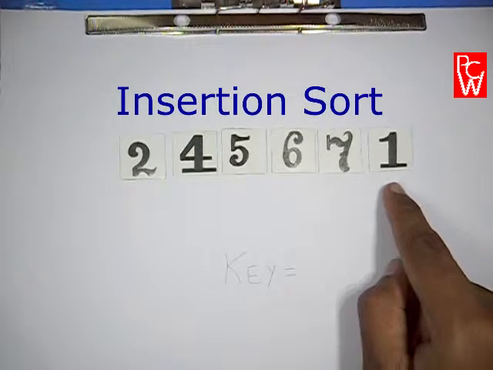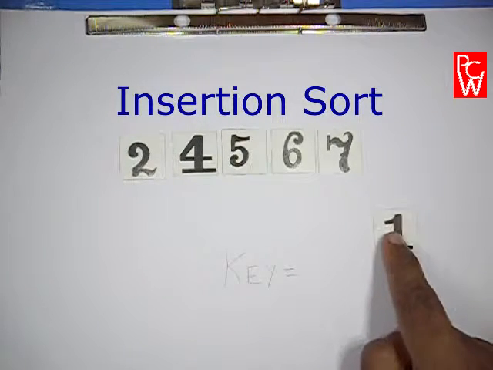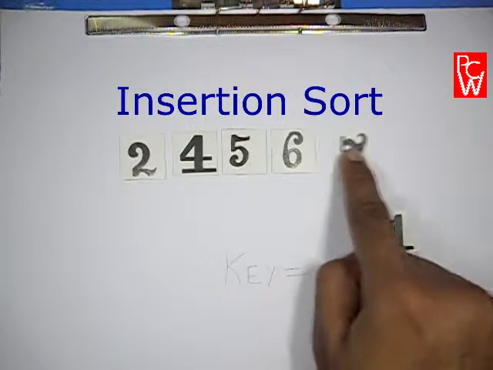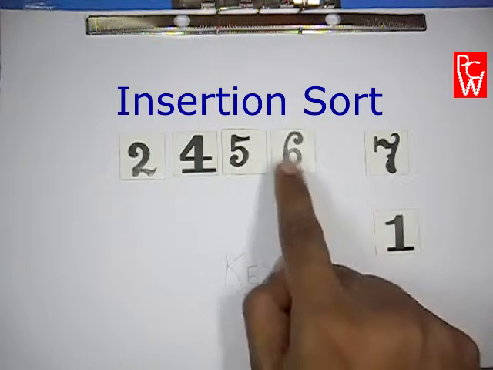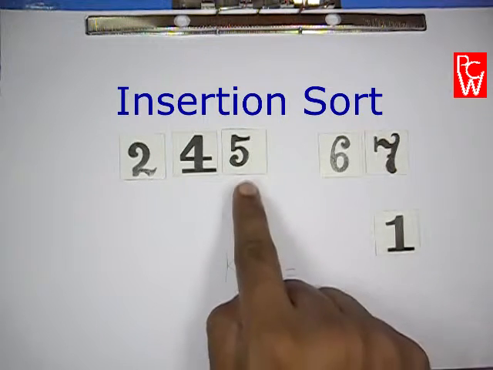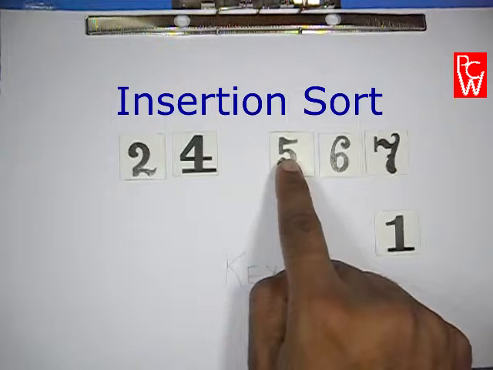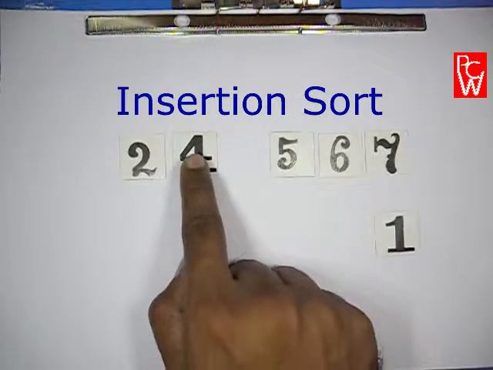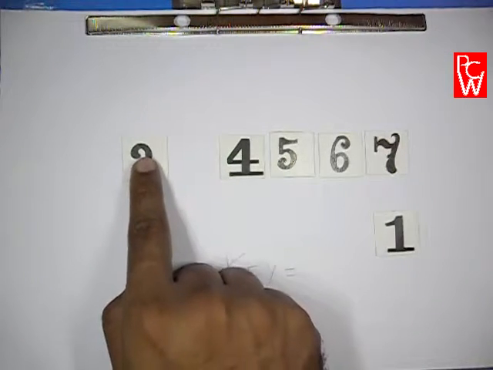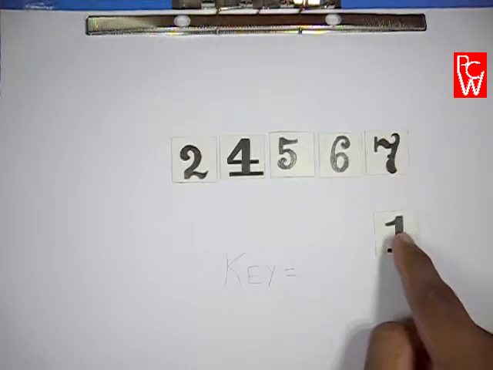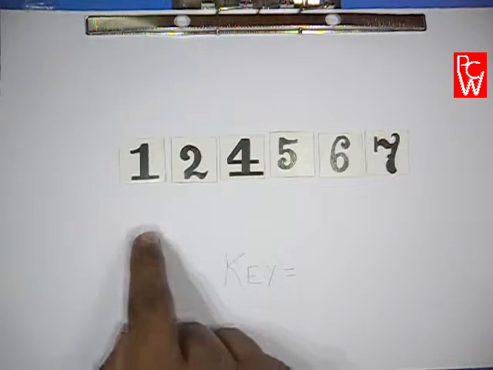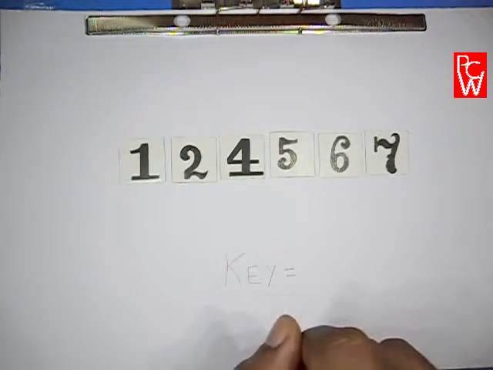Now we will consider our last element as the key element and compare it with the left hand side elements. So 1 is less than 7, so 7 will be shifted right. 1 is less than 6, 6 is shifted towards right. Again 1 is less than 5, so shift 5. Again 1 is less than 4, shift 4. Again 1 is less than 2, shift 2. There are no more elements, so we will put 1 at the beginning. Hence we have obtained our sorted array.